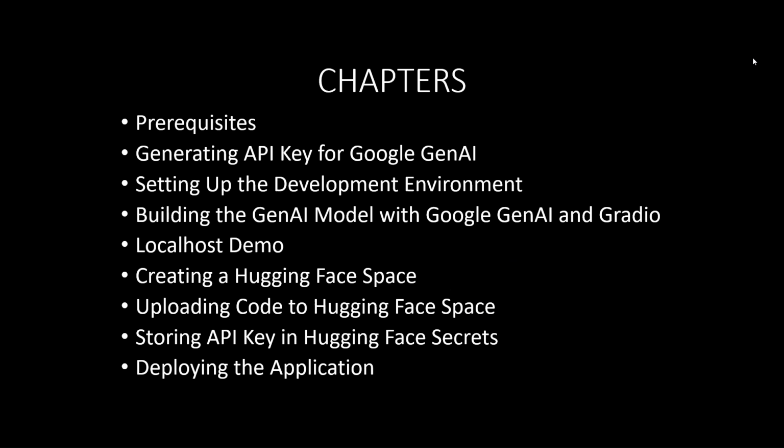So what we'll be covering over this is, first, the prerequisites that we would be needing to build this particular app. The second is we would need an API key from Gemini, so that will be generated. The third is setting up the development environment. The fourth would be to build the model and basically code our application. Then we will test it out on our localhost and see if everything's good to go.